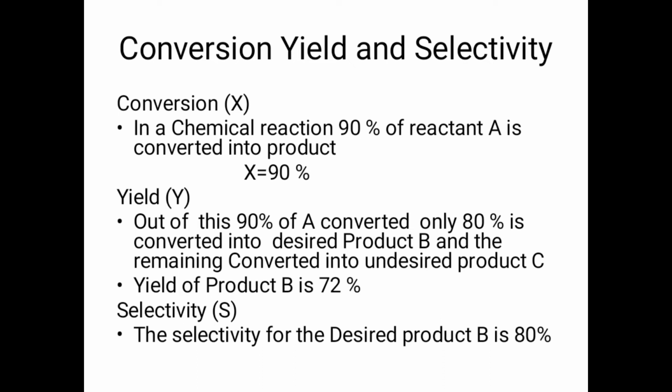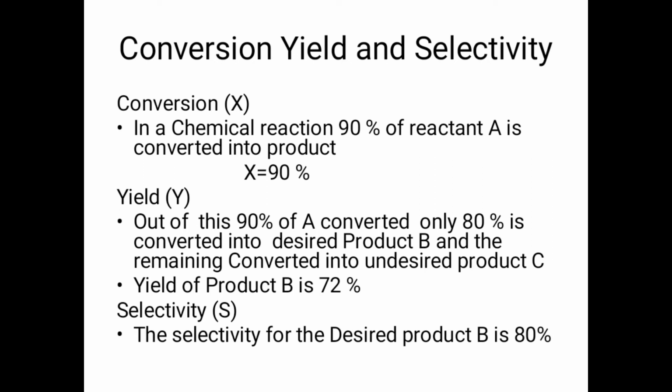Another important factor to be considered while calculating the material balance and the stoichiometric calculation is conversion, yield and selectivity. Conversion is how much of the raw material, that is the reactant, is converted into product. In a chemical reaction, 90% of reactant A is converted into product, that is X equals 90%.